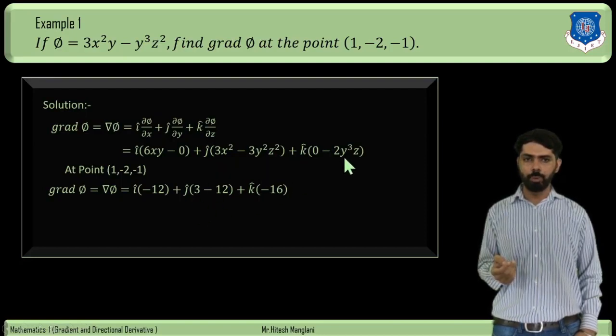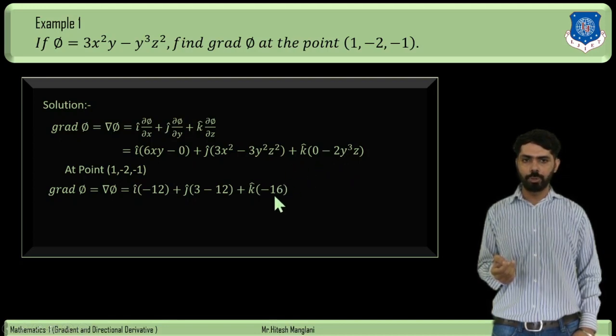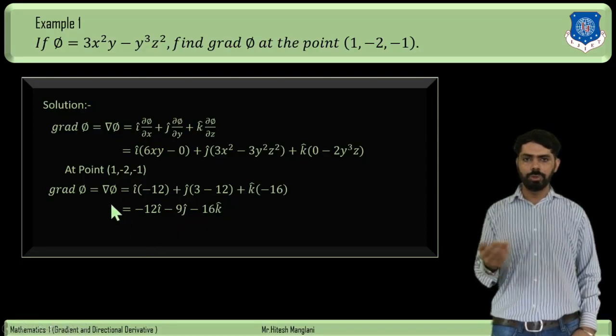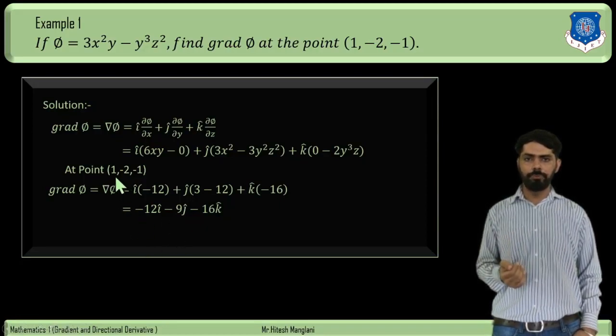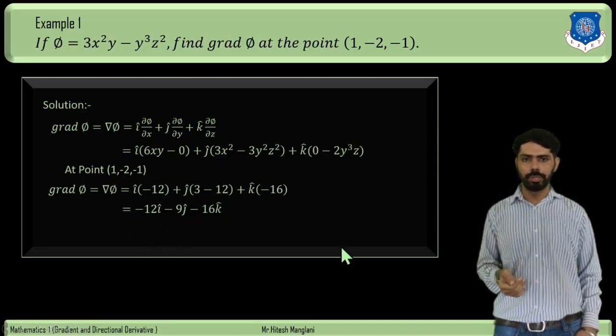And here it will be 2 into 8, so it will be 16. And here it is minus, so minus 16. So this can be written as minus 12i, minus 9j, and minus 16k. So this is the gradient phi at the point 1, minus 2, minus 1.